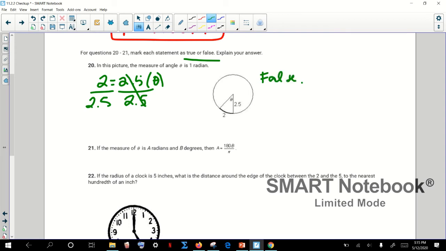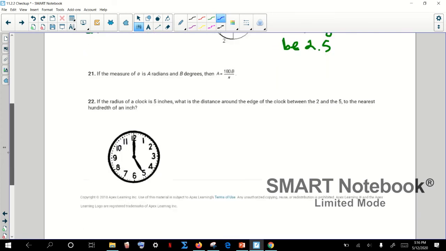If it were true, then the arc length would be 2.5. Or your answer could be, or the radius would be 2, because we would need the arc length and the radius to be equal for the measure of the angle to be 1 radian.